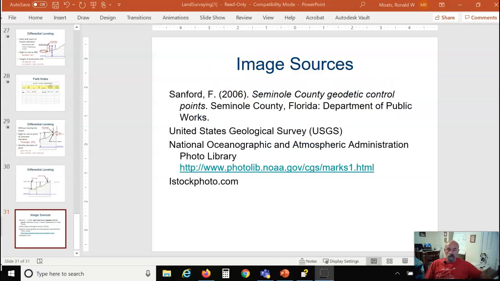Anyways, that covers the basics of the purpose of surveying and what we use it for, and how it's used in the civil engineering and alongside the architectural career paths.